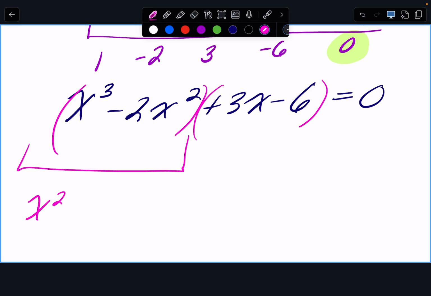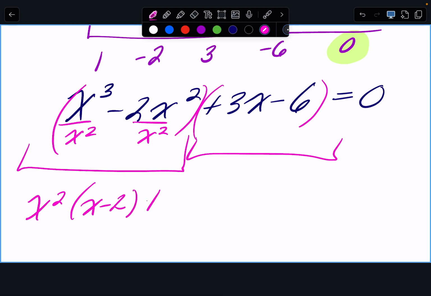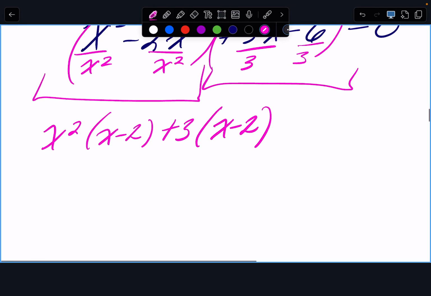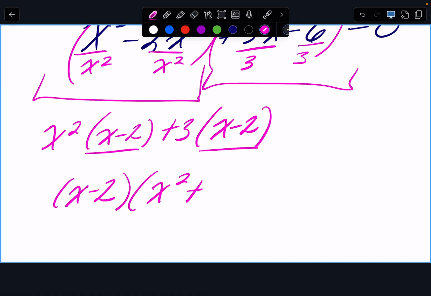Pull out the GCF x squared. Left is x minus 2. Pull out a GCF of positive 3. Well, good. This is great. It's working. I'm not done, but it's working because inside the parentheses is the same. So I pull out x minus 2. Left is x squared plus 3.